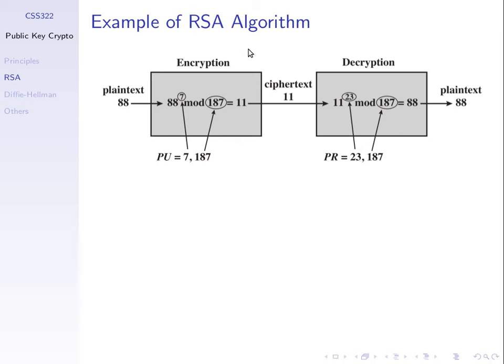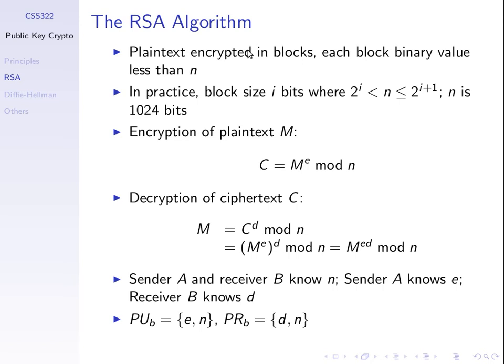Where the private key is often written as D and N. That's at the bottom, that's here. The private key is D and N, the public key is E and N. Encryption: C equals M to the power of E mod N. Decryption: M equals C to the power of D mod N. Same N.